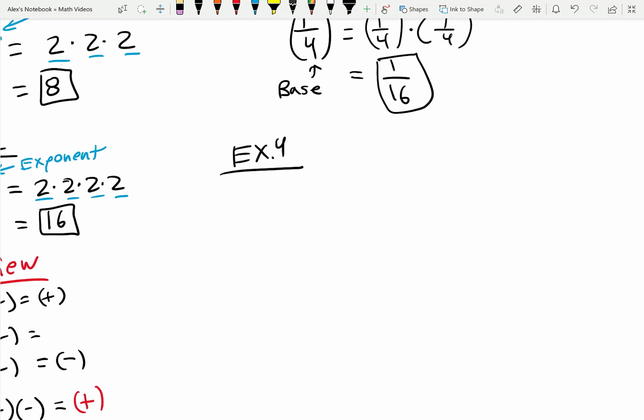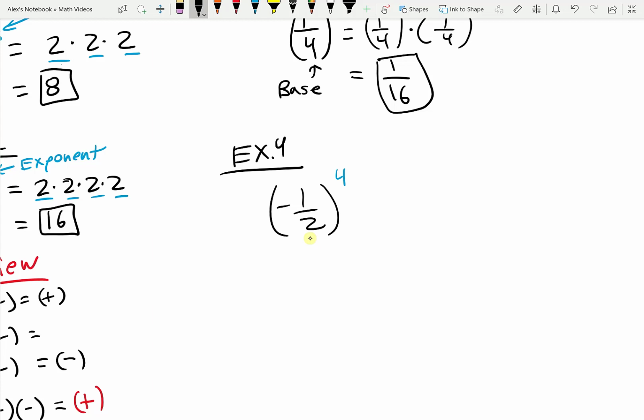All right, people. Next and final example is example number 4. I'm going to kick it up one more little notch. Don't freak out on me here. But I'm going to take negative 1/2 and put it to the fourth power. So what we have here, and I'm not going to write this down again, is a base of negative 1/2 and an exponent of 4.